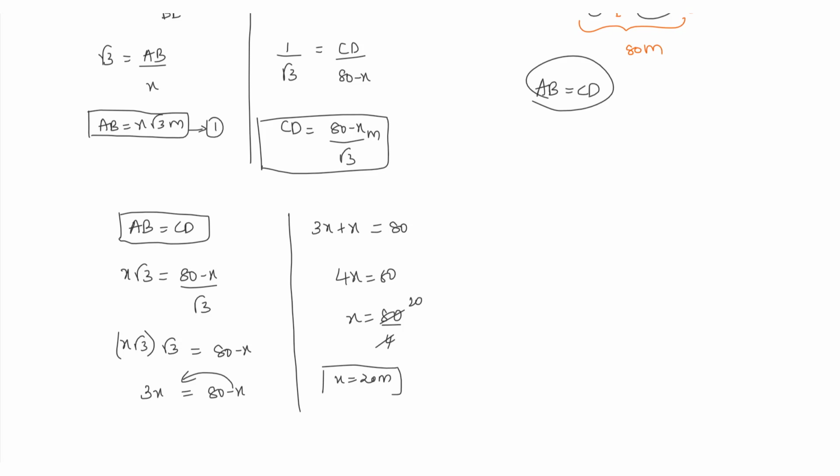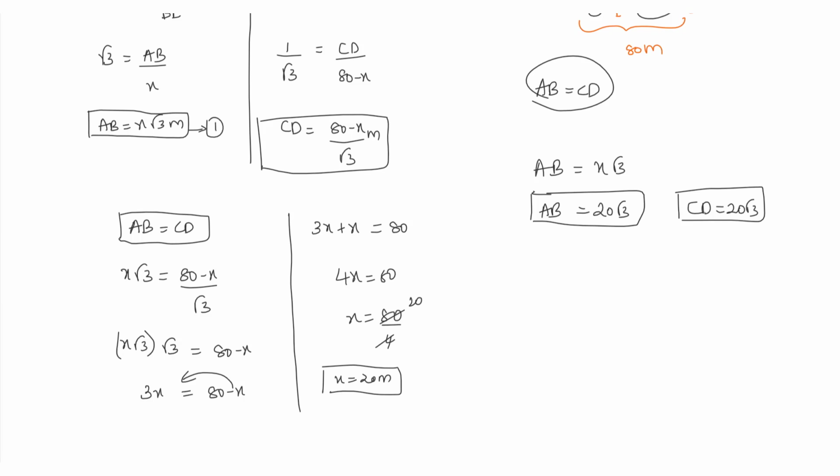But this is not the height of the poles. We have to find AB and CD. AB is x root 3 meter from equation 1. So can I say AB is 20 root 3 meter now? Therefore height of the first pole is 20 root 3, then second pole should also be 20 root 3. If you want to cross check, substitute the value of x in equation 2 as well.